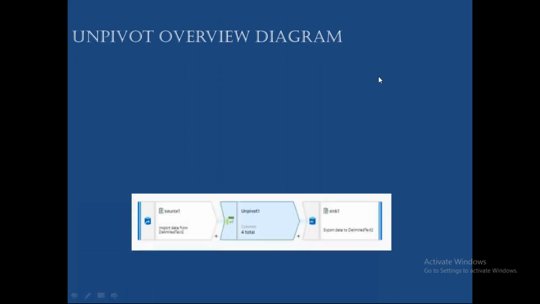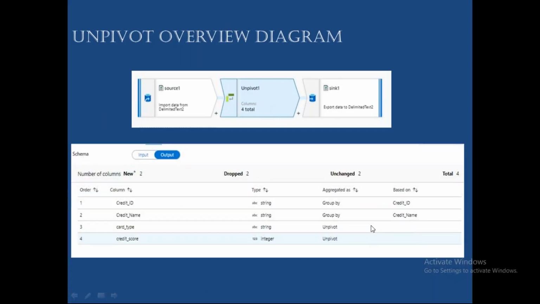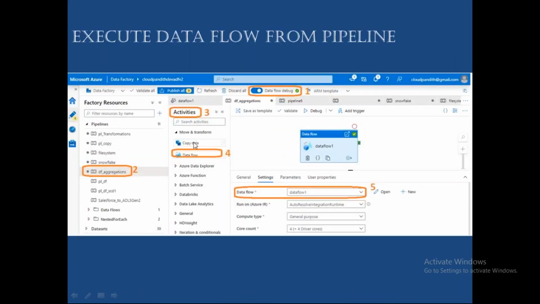Okay, friends. Now you see the unpivot overview. I'll read the source, apply the unpivot transformation, and write it into the sink. That's what I will do. Here I am ungrouping based on credit ID and credit name, and I am adding a card type. Card type is a string, and credit score is a number, so I'm adding it as an integer. Don't worry if you're not able to understand. I will show you practically so that you have some idea.